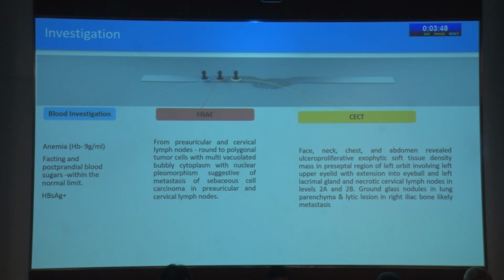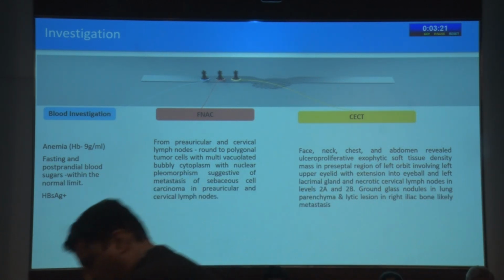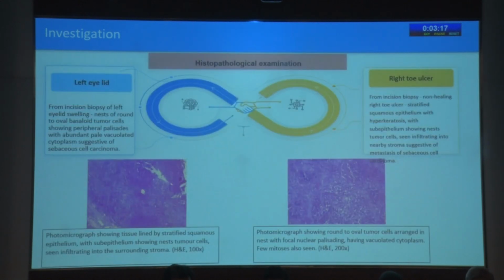FNAC from the periauricular and cervical lymph node was taken, which showed round to polygonal tumor cells with multivacuolated cytoplasm and nuclear pleomorphism, suggestive of metastasis of sebaceous cell carcinoma in the periauricular lymph node. On contrast CT, there was ulcerative proliferative soft tissue in the orbit involving the lid and extending into the eyeball and left lacrimal gland. Lung parenchyma and the right iliac bone also showed metastasis.